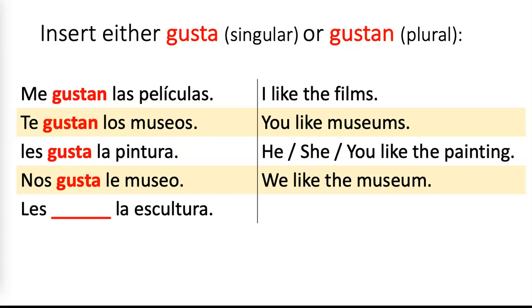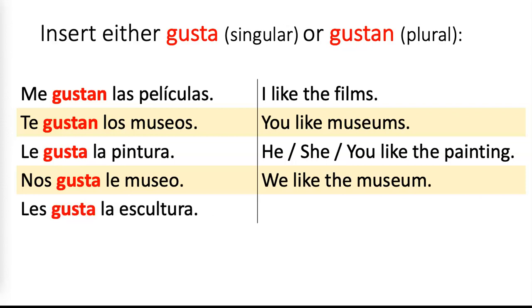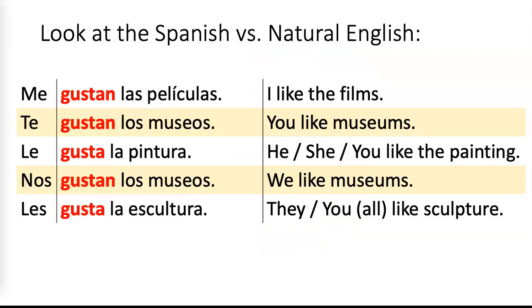Le blank la escultura. Again, gusta because sculpture is singular. They or you all like sculpture. Now, take a look again at the Spanish versus the natural English. Me, te, le, nos, les corresponds when we translate it into natural English to I like, you familiar like. With le, it could be he, she, or you.